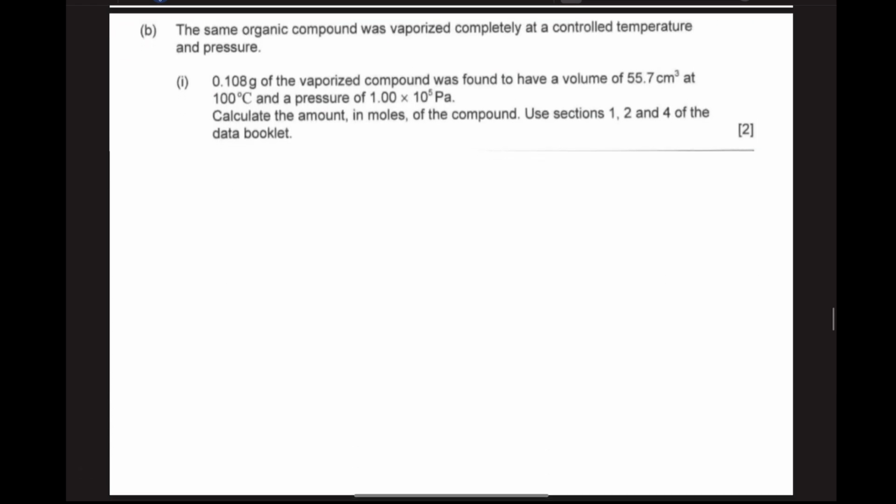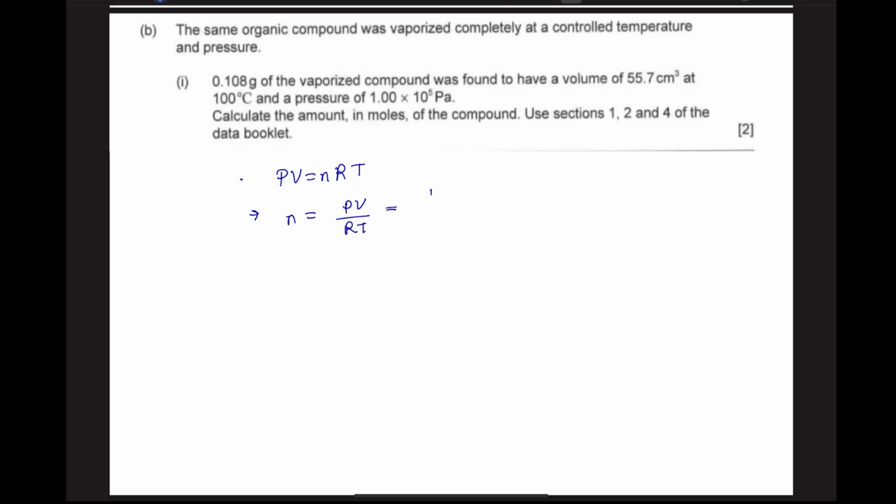Next, the same organic compound was vaporized completely at a controlled temperature and pressure. 0.108 grams of the vaporized compound was found to have a volume of 55.7 centimeter cube at 100 degrees and this pressure. We have to find the moles of the compound, right? So we can directly use the equation PV equals nRT. So n would be PV over RT.